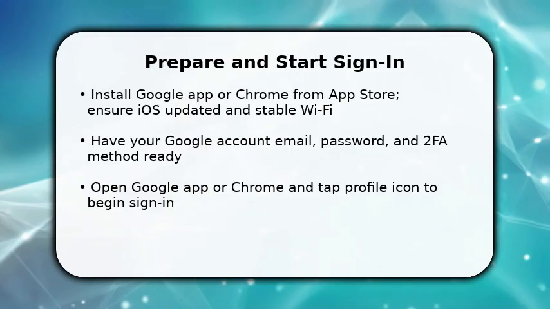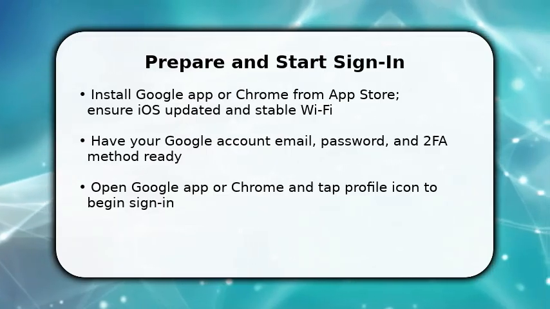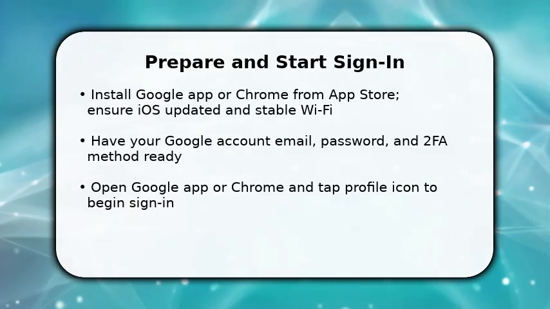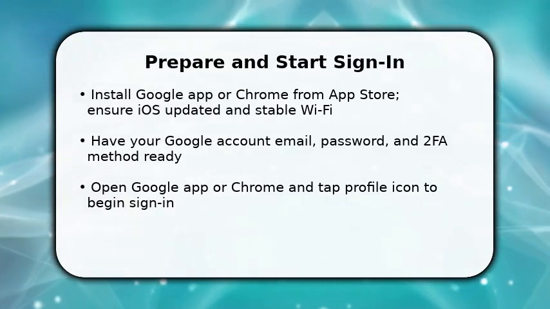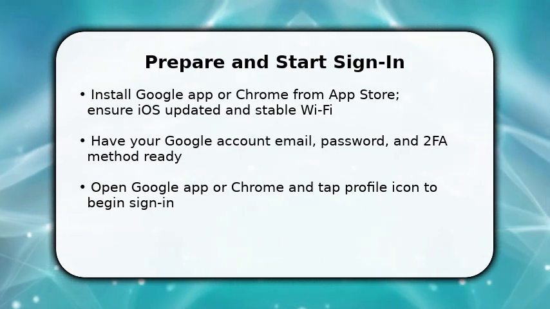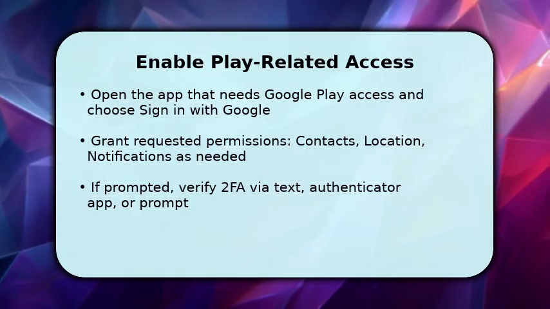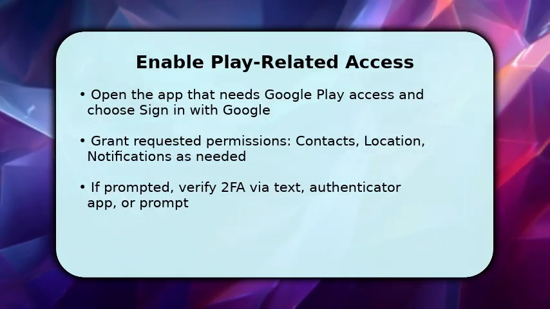This step links your Google identity to apps that use Google Play services indirectly, so complete the sign-in fully before moving on to app-specific setup. Once signed in to Google on your iPhone, open the app that requires Google Play account access and choose Sign In with Google. You'll be asked to grant permissions.